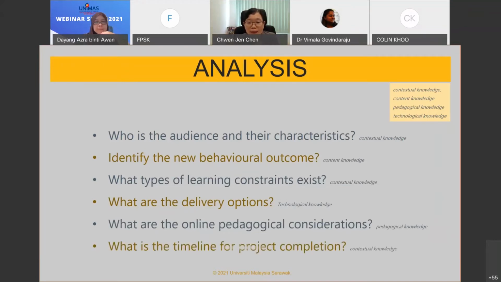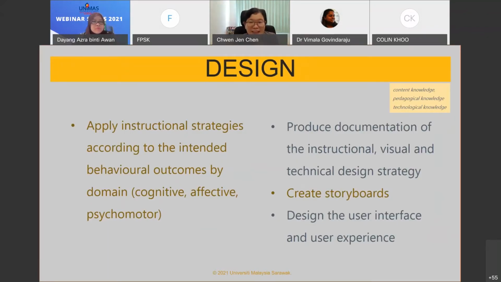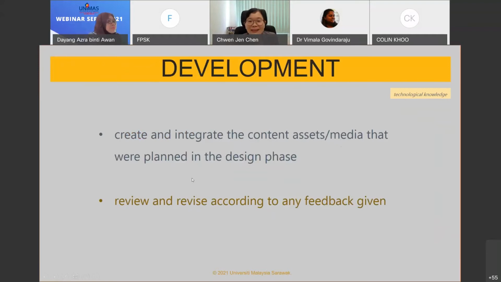And what is the timeline for project completion? This is also something that you want to consider. How much time do you have in order to come up with that? That will actually decide how your design is. And then in the design part, you will talk about applying the instructional strategies, according to the intended behavioral outcome. Okay, and then the development. Then you start to develop. You start to come up with the different content assets or media, and then you put them together. Right, that's the development part.